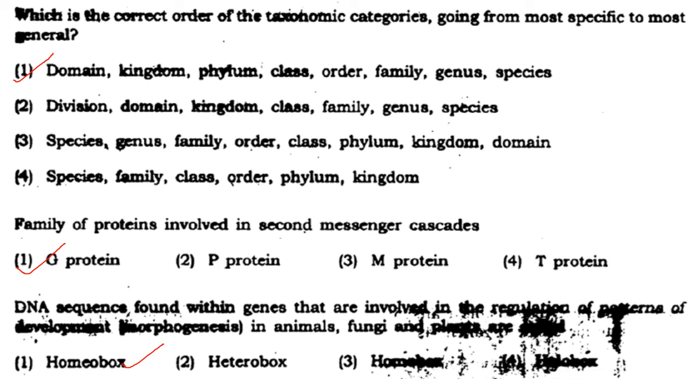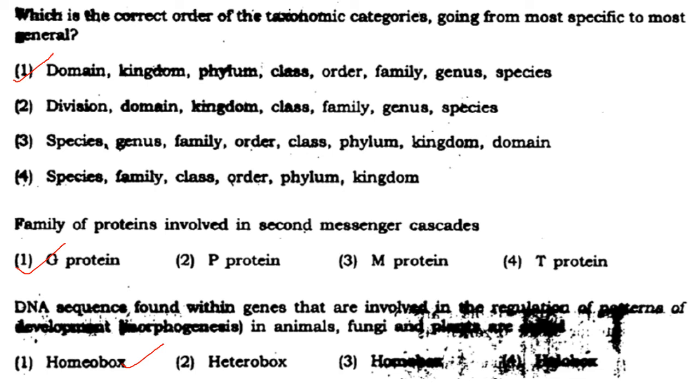Next one. Which is the correct order of the taxonomic categories going from most general to more specific? Option 1, domain, kingdom, phylum, class, order, family, genus, species. Option 2, division, domain, kingdom, class, family, genus, species. Option 3, species, genus, family, order, class, phylum, kingdom, domain. Option 4, species, family, class, order, phylum, kingdom. Answer is option 1, domain, kingdom, phylum, class, order, family, genus, species.